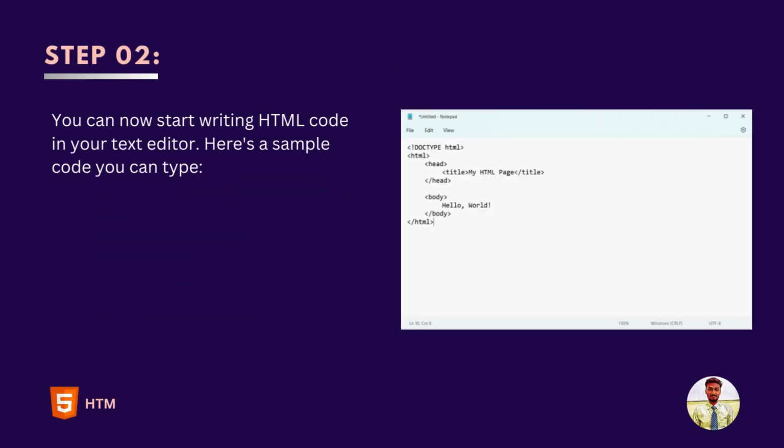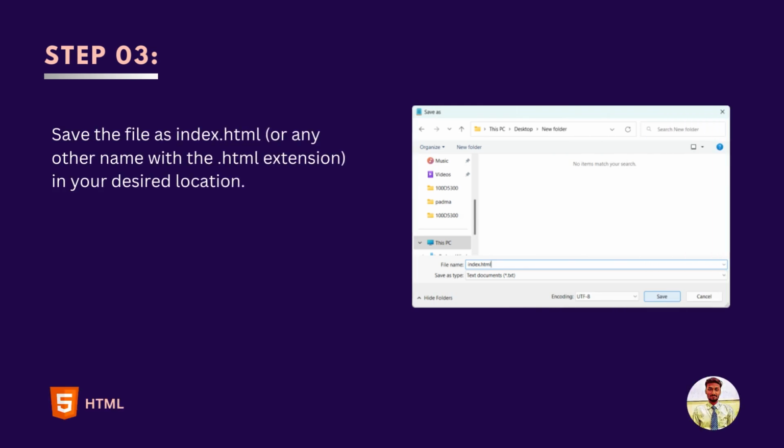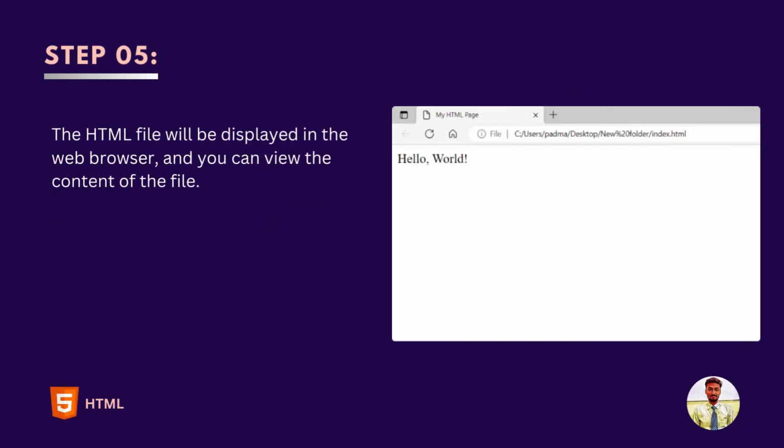Step 2. You can now start writing HTML code in your text editor. Here is a sample code you can type. Step 3. Save the file as index.html or any other name with the .html extension in your desired location. Step 4. Open the HTML file in a web browser. You can do this by double-clicking the HTML file in the location where you saved it, or right-click on your HTML file and choosing Open. Step 5. The HTML file will be displayed in the web browser, and you can view the content of the file.